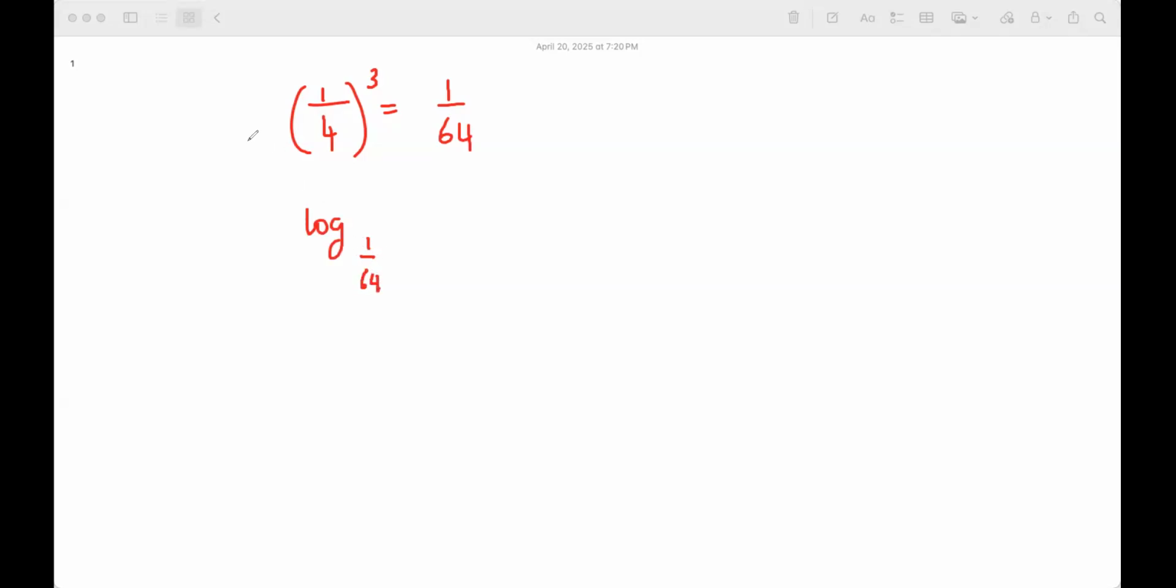Base is always the base. In the exponential function, which is the base? No, Miss Priya, I said log 1/64 base, sorry, 1/4. I read it wrongly. I'm sorry. Yeah, 1 by 4. It's okay. That's perfectly correct.